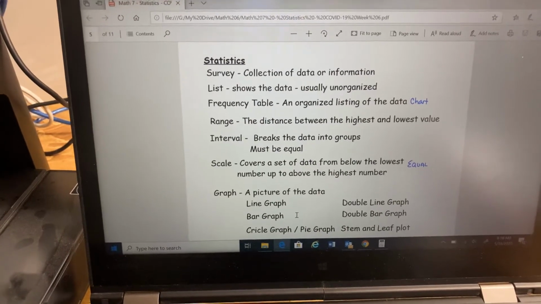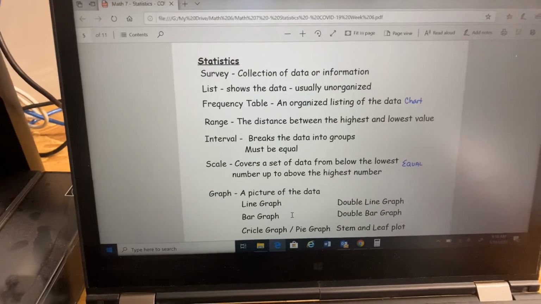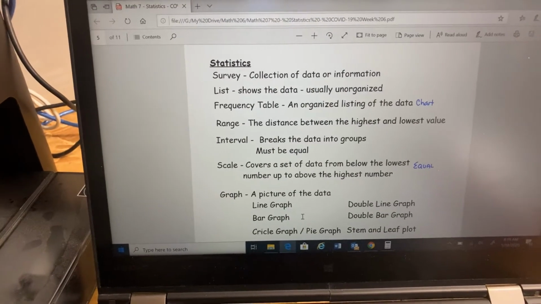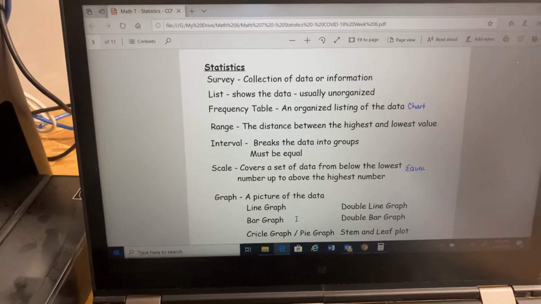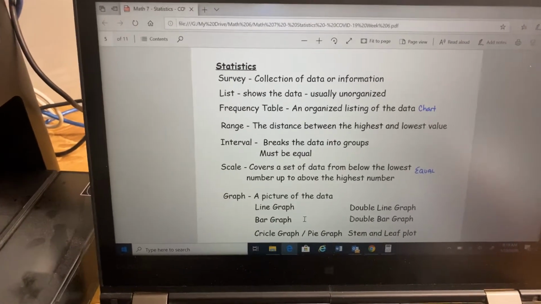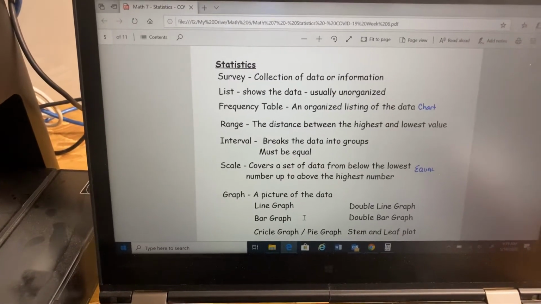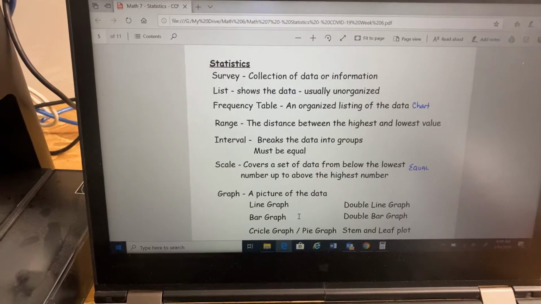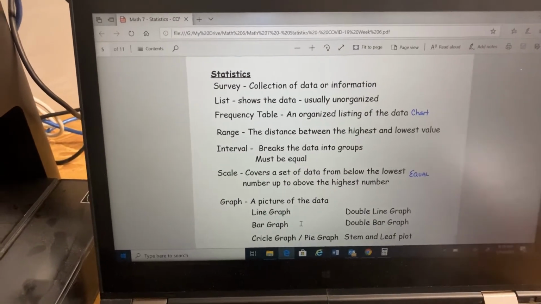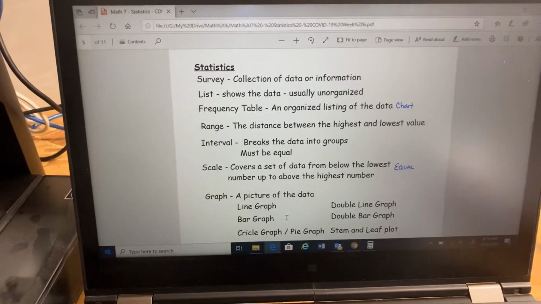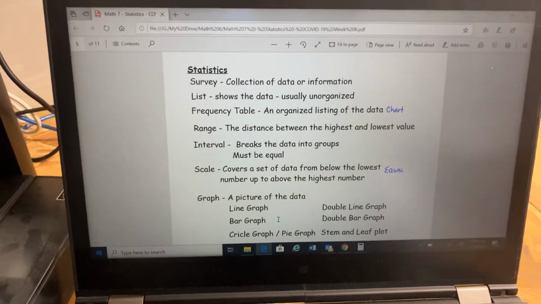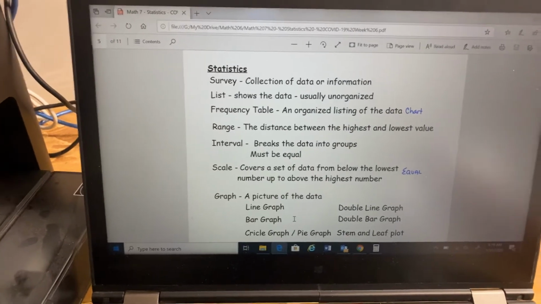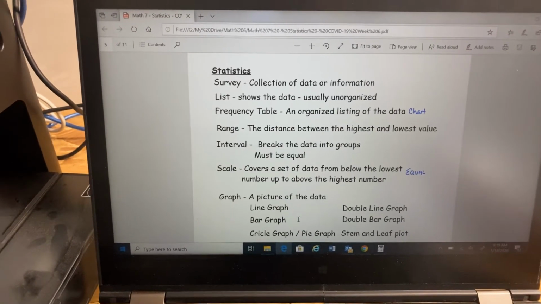So for instance, the first one says survey. This is a collection of data or information. List, this shows the data. Usually it's unorganized and you have to organize it. You can do this in such things as called a frequency table. Maybe frequency on how many, like for instance, if you're talking about shoes, sandals, and sneakers, you could do a tally on who wore sandals, who wore sneakers. And usually you can form a chart.